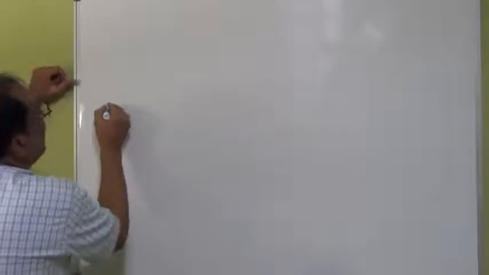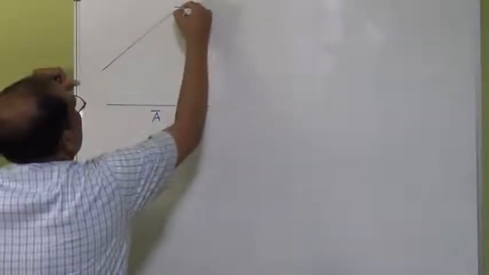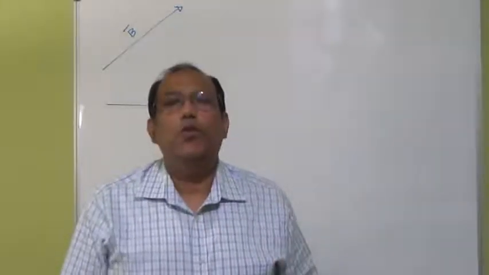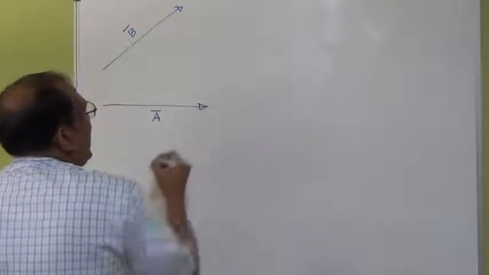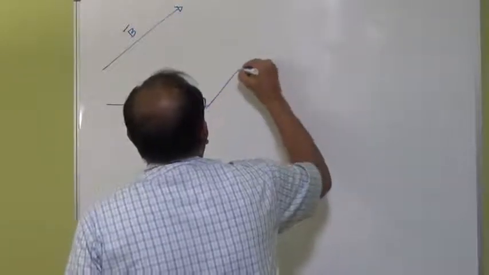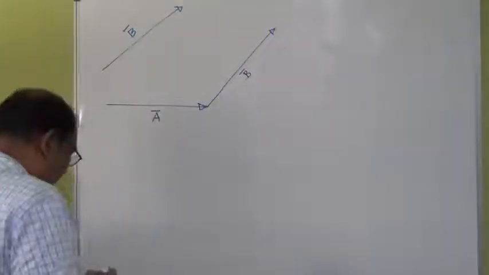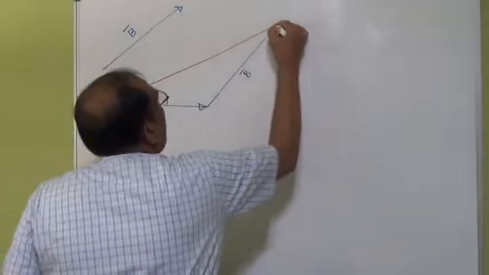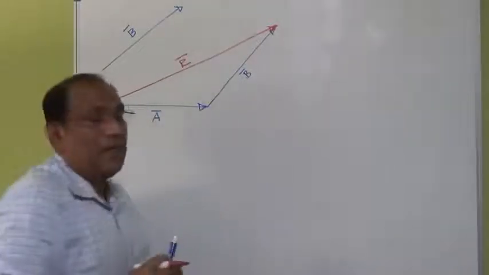Let's say I have one force here, which is A, and I have another force here, which is B. And I want to find out the resultant of these two force vectors, okay? So what I have to do is go to the head of the first vector and then draw a parallel line with the force vector B, and basically this is the resultant of A plus B, okay?